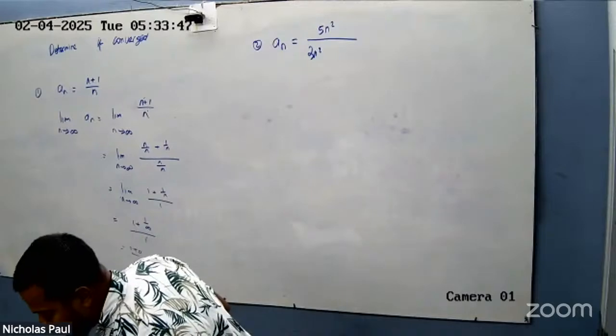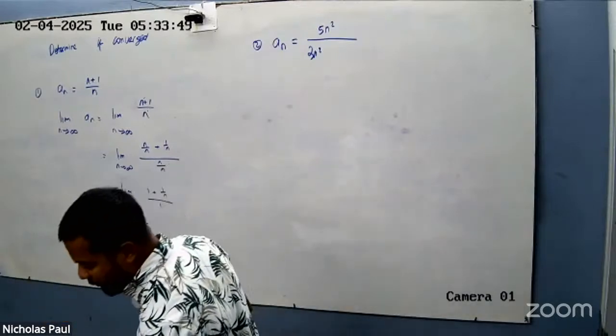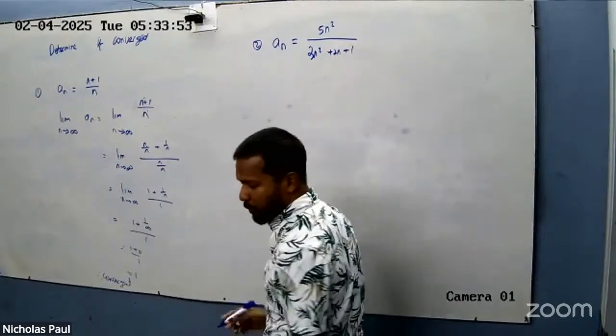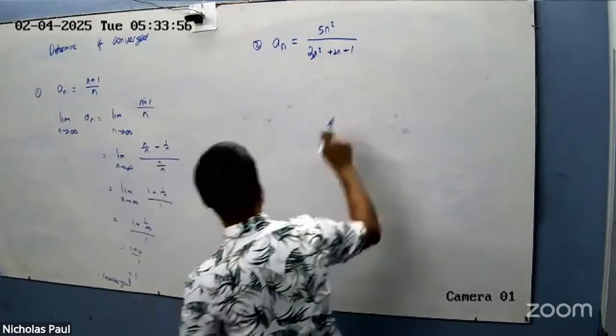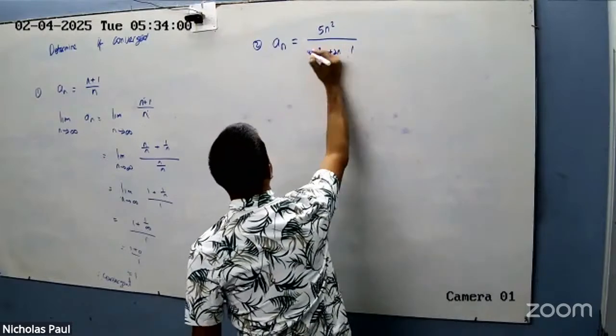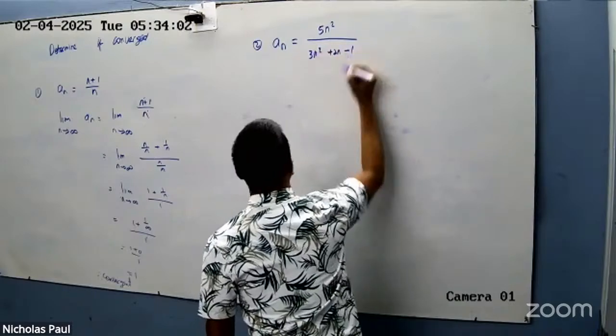Technically what you might have to do here is 5n squared all over 3n squared plus 2n plus 1. Try that fast.